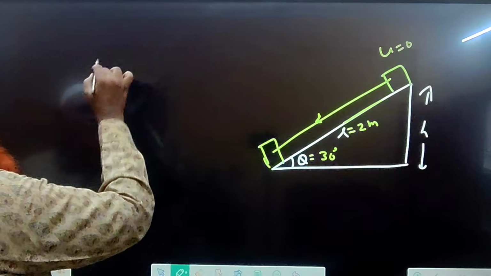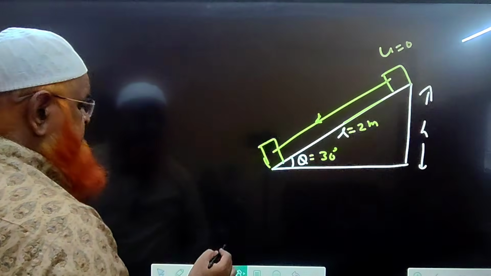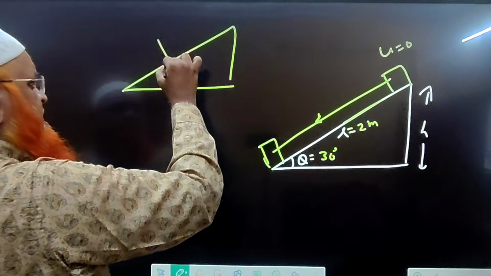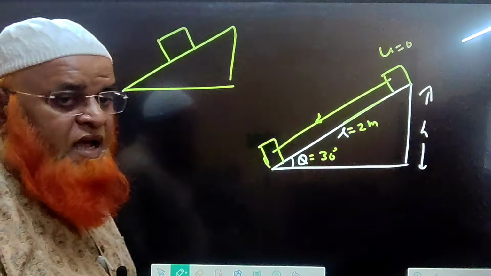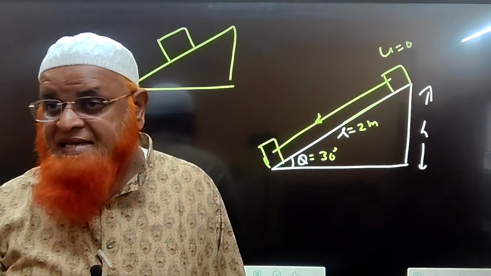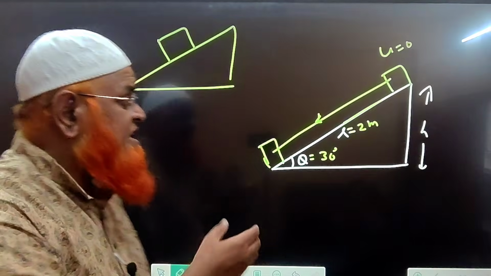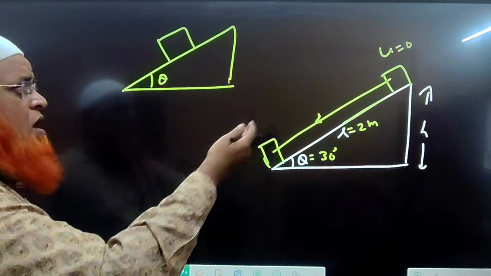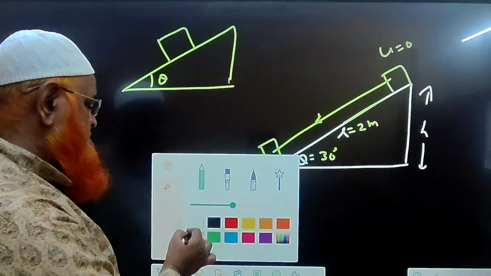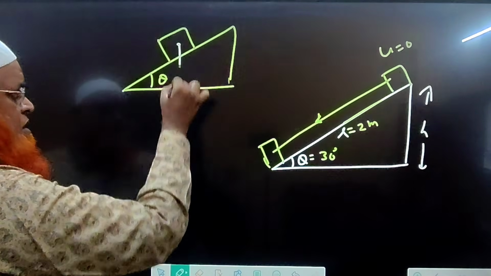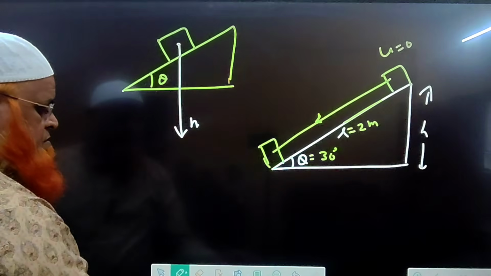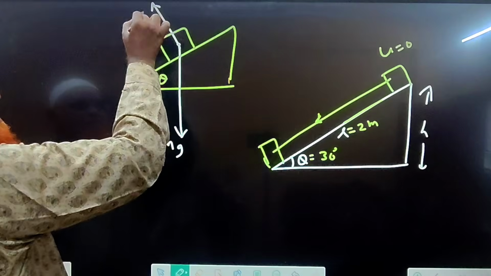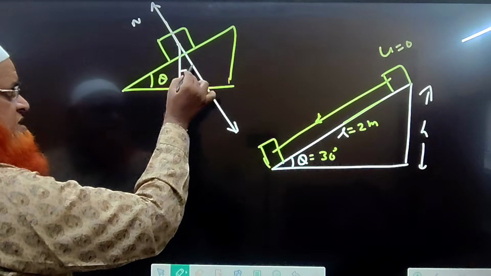See all of you, for finding the work done, the simple logic you have to use here is, you have to consider an inclined plane. I am taking a block here. First of all, I will decide which force is bringing the block downwards. So I will find out that force. See here, this is a block, with weight mg, and this is the normal reaction. This is theta.